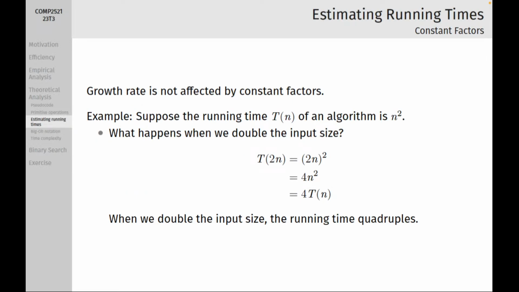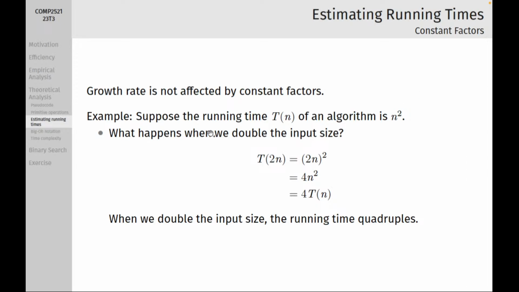And what do I mean by that? Suppose that we have another algorithm here, and its running time, T(n), is n squared. That's a nice and simple running time, and that's because we've ignored the lower order terms, since they are insignificant at larger input sizes. So if our running time is n squared, then what happens when we double the input size? This is a quadratic algorithm, an n squared algorithm.